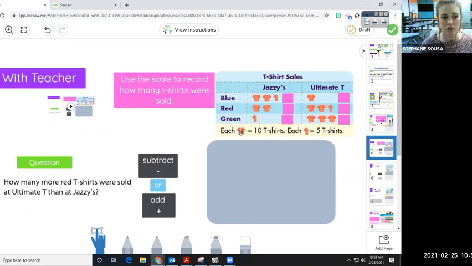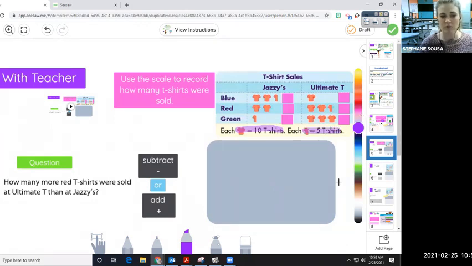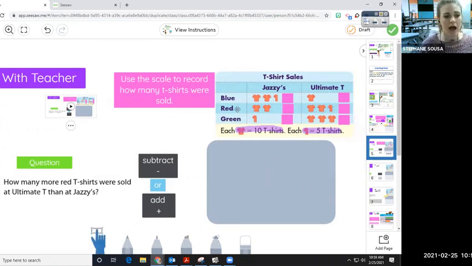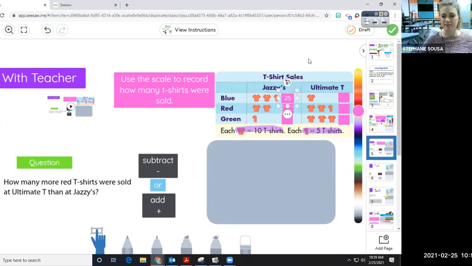The scale shows me that 1 t-shirt is equal to 10 shirts. Half of a t-shirt is equal to 5 shirts. Okay, so I'm counting by 10s and 5s. How many blue shirts were sold? Well, blue at Jazzy's is 10, 20 plus 5, that's 25. Let's add that in. I'm typing, you're typing. If you double click on those pink boxes, it will let you type inside of them.